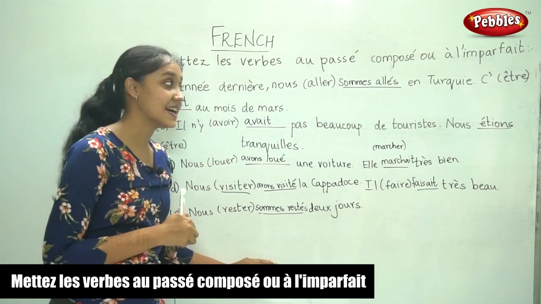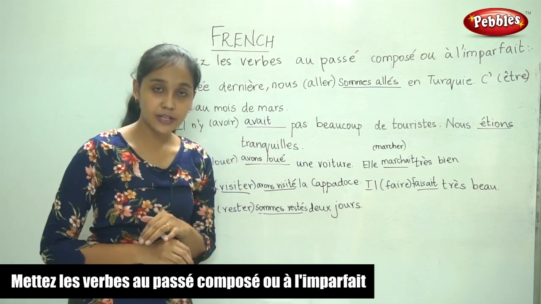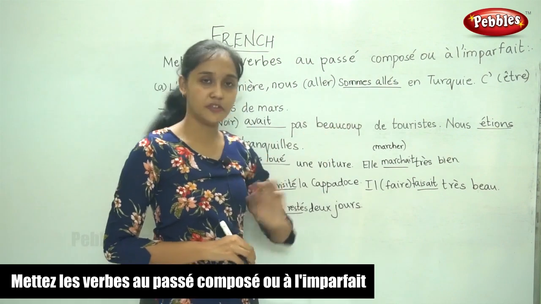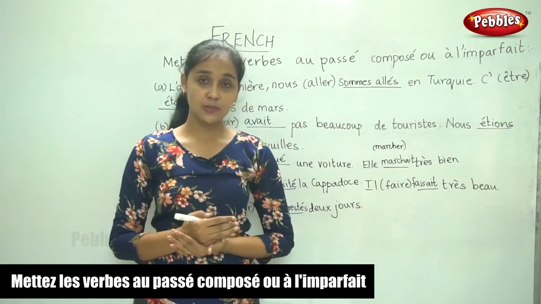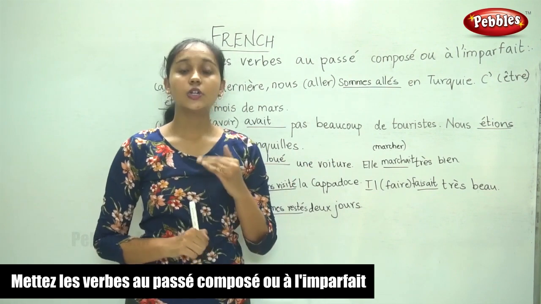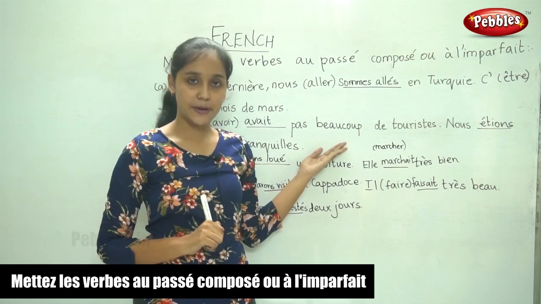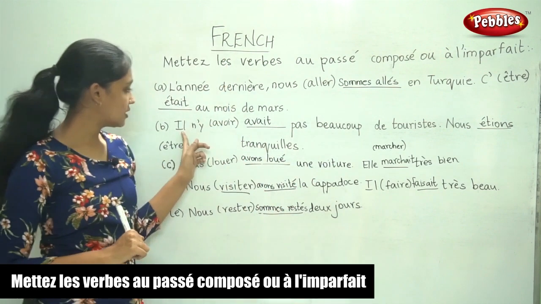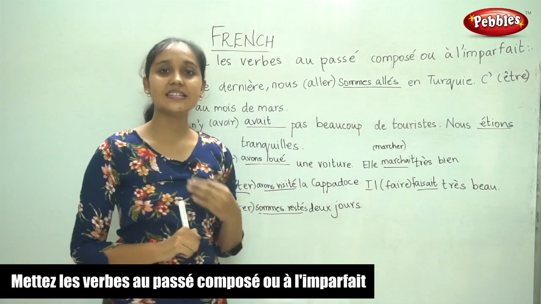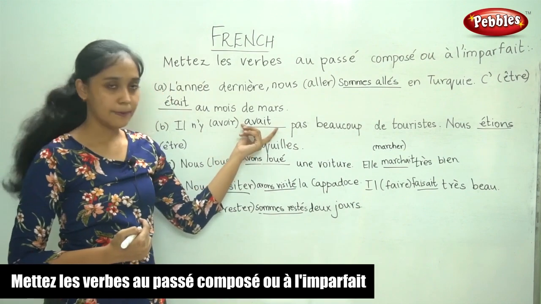So in this exercise, we learned how to write passé composé and imparfait. We also learned how to choose which of these 2 tenses to fill in. So for a principal action, we fill in the passé composé. For a description or to explain our daily habits, we use the imparfait. So let us take this sentence. In this sentence, there were not many tourists. It is a description of that particular situation. So we used imparfait.